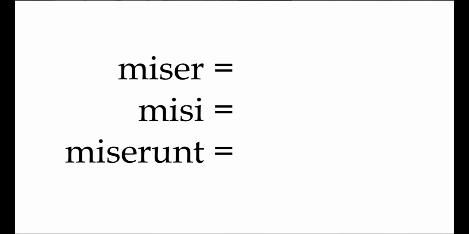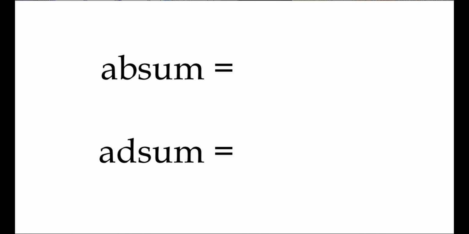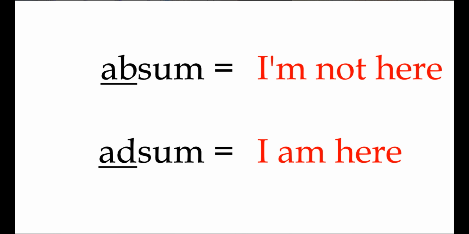So the next three go together. Now, the next three are two words only. Misere means miserable or wretched or sad, but it looks very similar, doesn't it, to misi, which is actually the perfect tense of mitto, which means send. So misi means I sent, and miserunt means they sent, or they have sent. Absum, adsum, which way round is which? Ab means away from, so that means I'm not here, and adsum is towards, so means I am here.